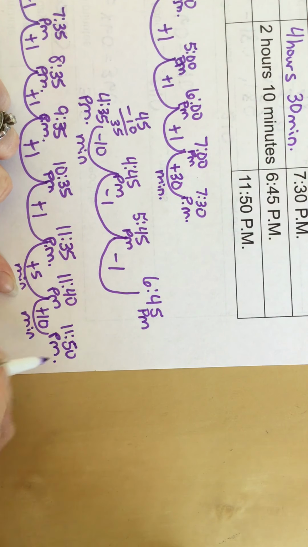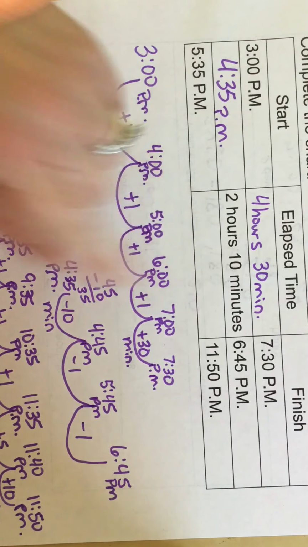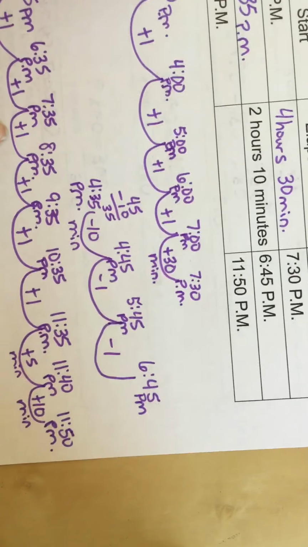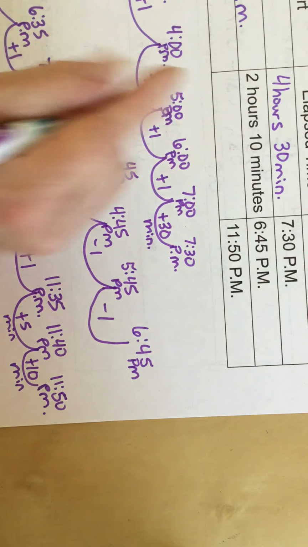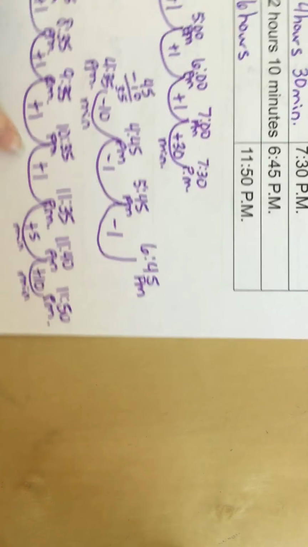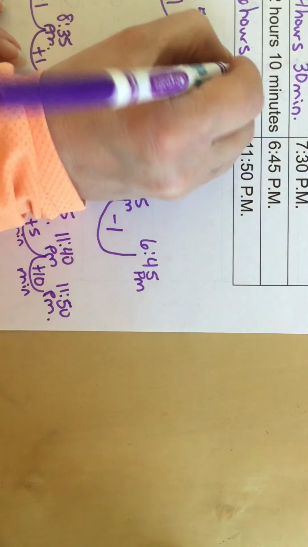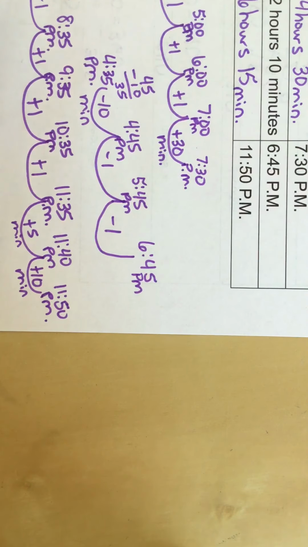So now I have to go back and figure out my hours. So I need to count them. 1, 2, 3, 4, 5, 6 hours. Now I'm going to add my minutes. 5 and 10 is 15 minutes. So there's that one.